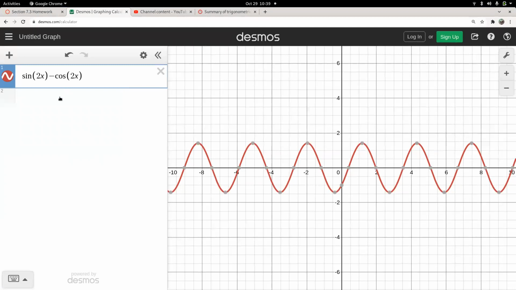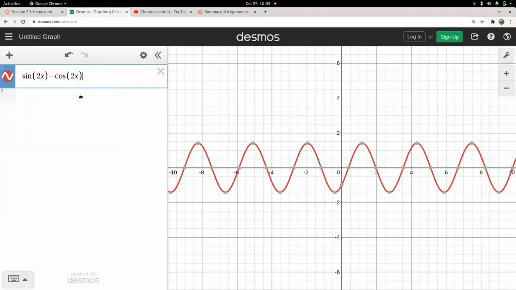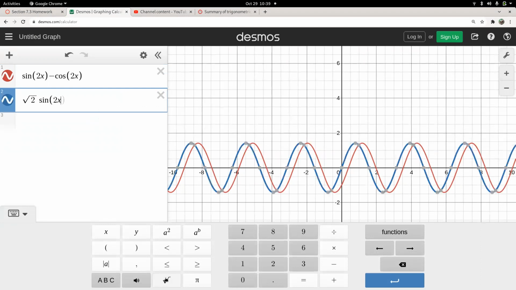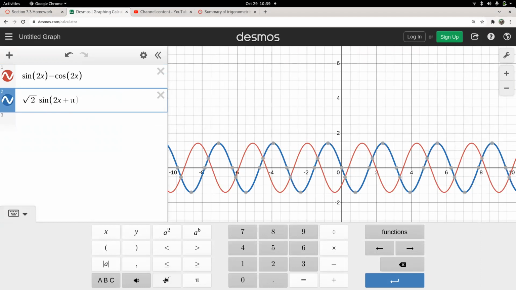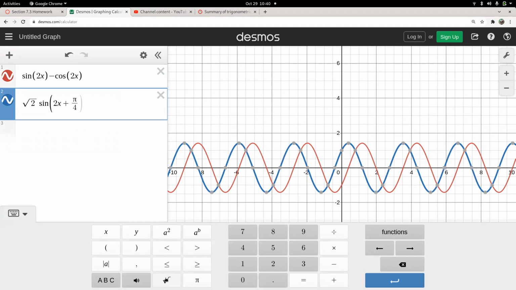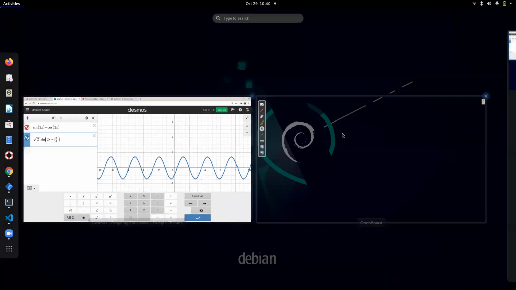And the claim is that ought to be the same graph as square root of 2 sine of 2x plus, we think a is 1/4. So square root of 2 times the sine of 2x plus pi over 4, or 1/4 pi. Ooh, I didn't get it right. All right, so the other option was that a was a minus. Okay, that one works. All right, so I guessed wrong.